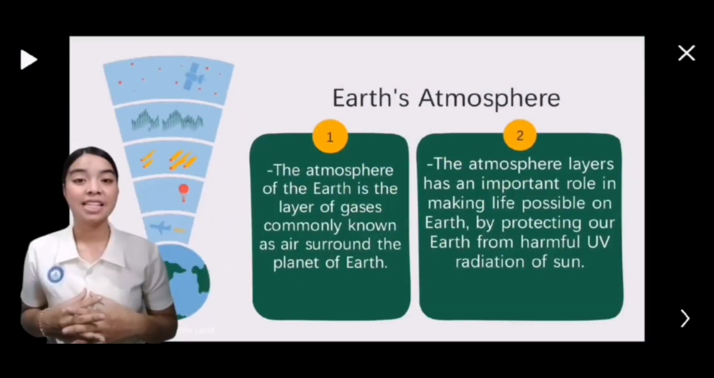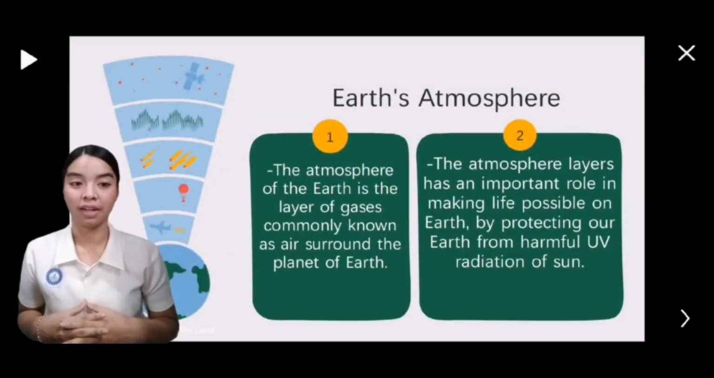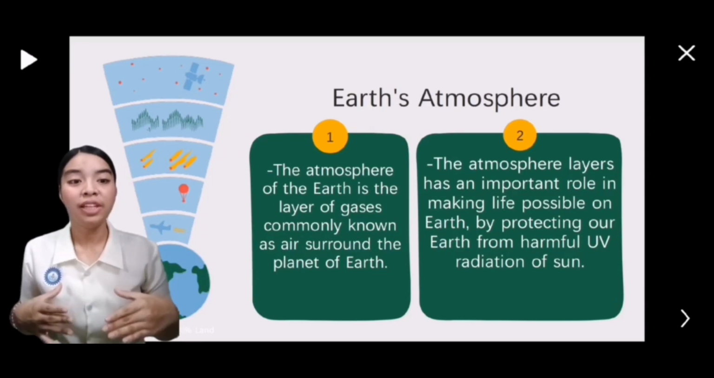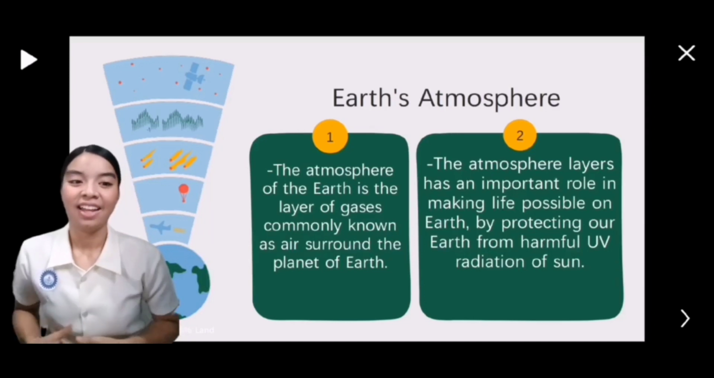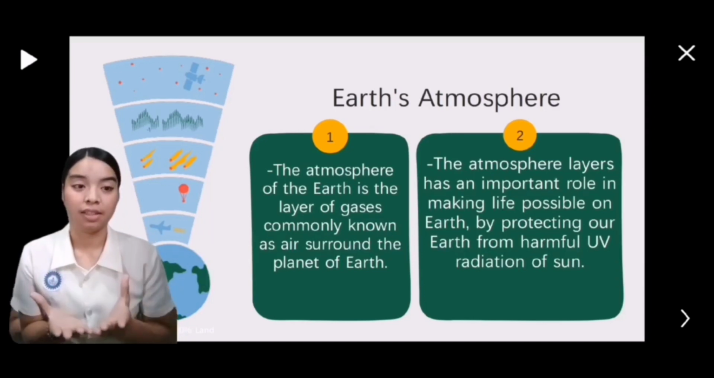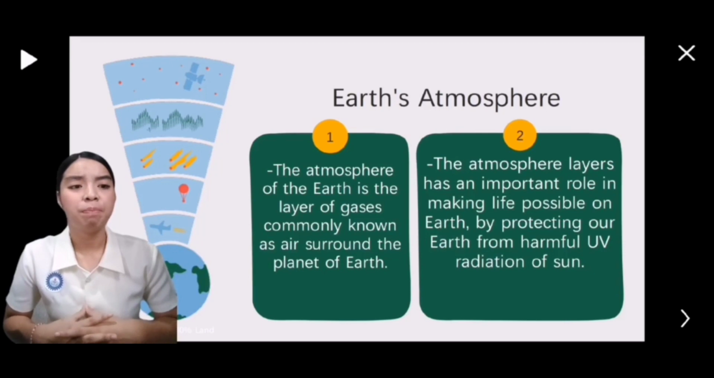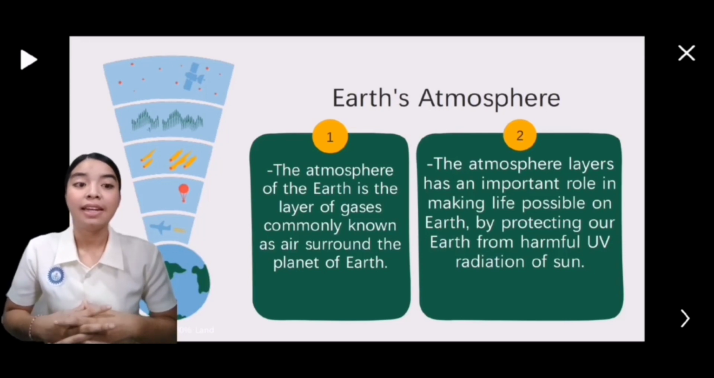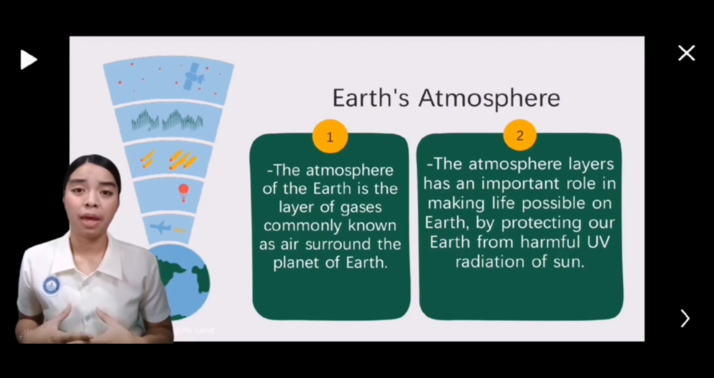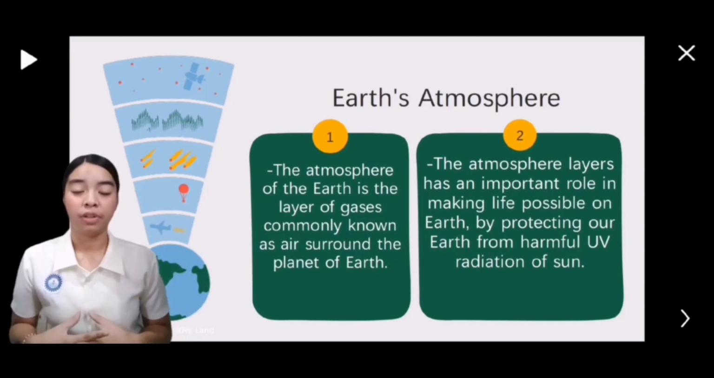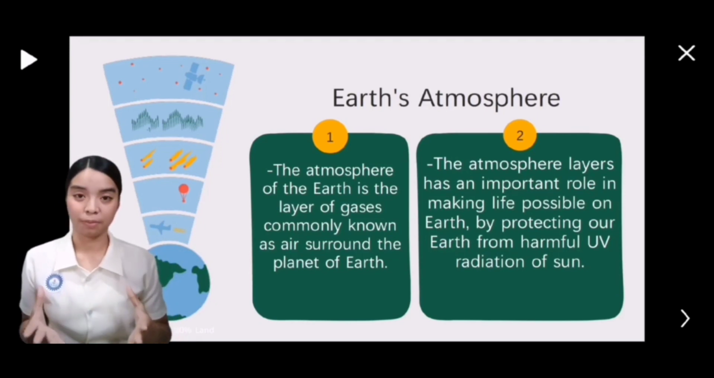In this slide is the description of the Earth's atmosphere. The atmosphere of the Earth is the layer of gases commonly known as the air that surrounds the planet Earth. The atmosphere layers have an important role in making life possible on Earth by protecting our Earth from the harmful effect of ultraviolet radiation of the sun.